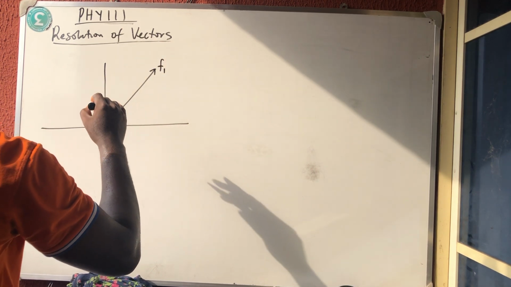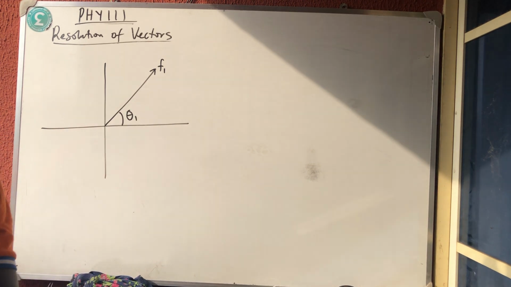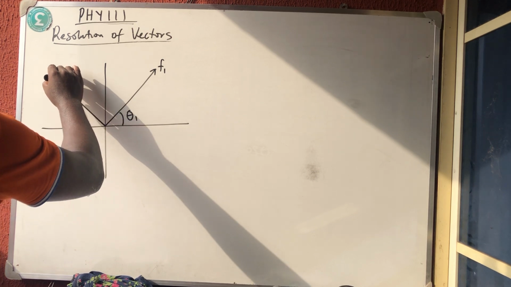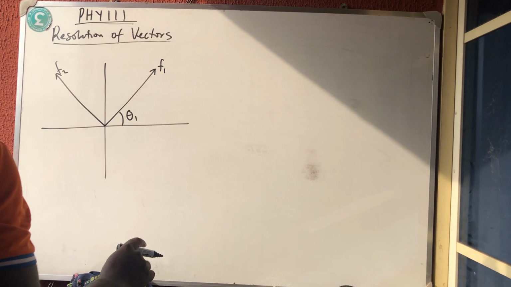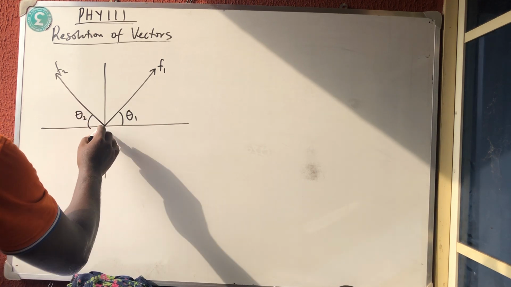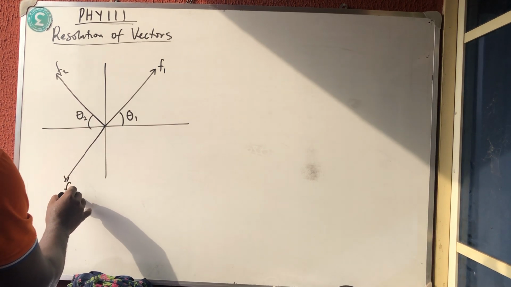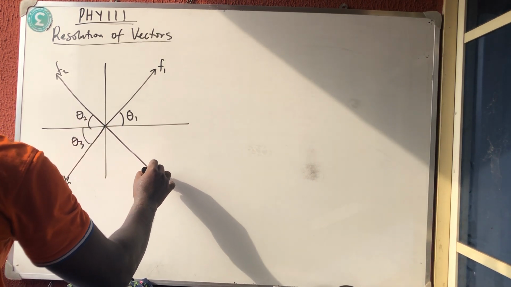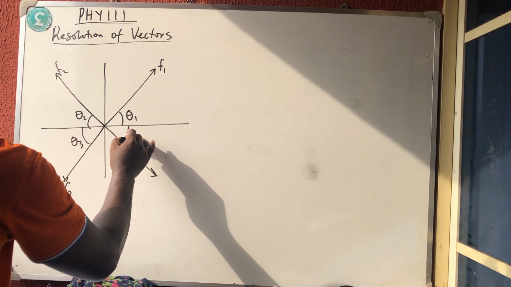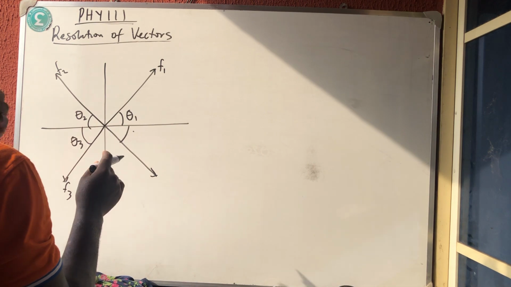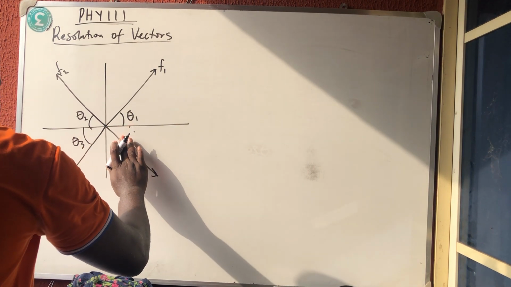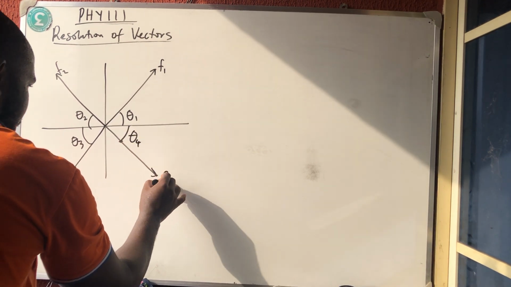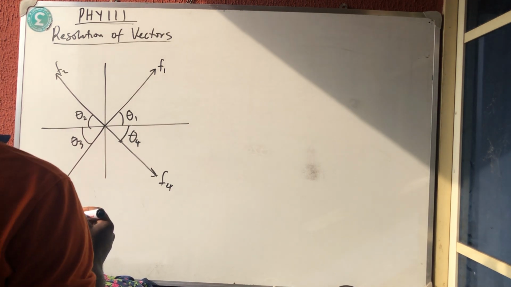This is the first force F1 and here is theta 1. And this is F2, theta 2. This is F3 and theta 3. This is theta 4, F4. Now we want to resolve this thing into 2 components.